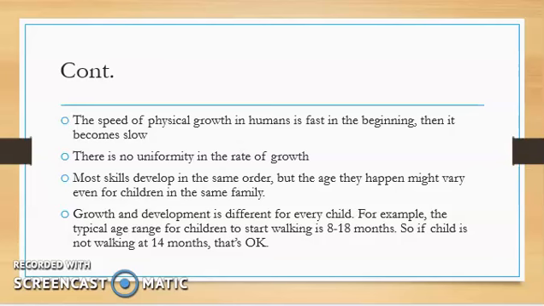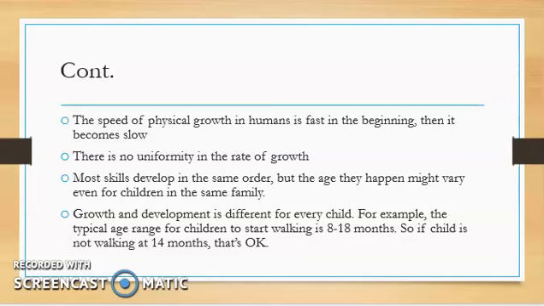There is no uniformity in the rate of growth, and most skills develop in the same order, but the age at which they happen might vary even for children in the same family. So maybe you will get a skill in a sequence, but it is not necessary that you will attain that developmental milestone at the same age. Maybe one child is getting that early and the second child is getting it later, even in one family. Growth and development is different for every child.